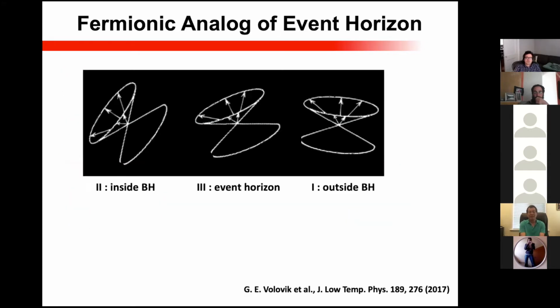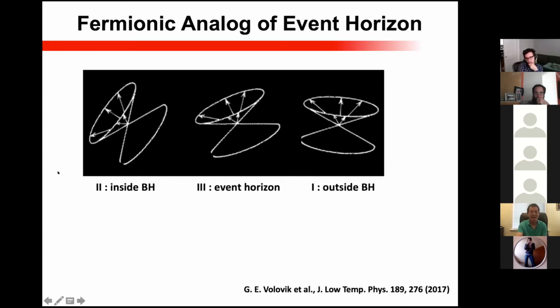So in terms of using this fermionic analog, as we call it, of an event horizon or black hole, our work is motivated by a paper published by Volovik. I think he's here at this workshop too. And basically, the idea is that if you look at these three types of Dirac cone, it mimics the light cone across the horizon.